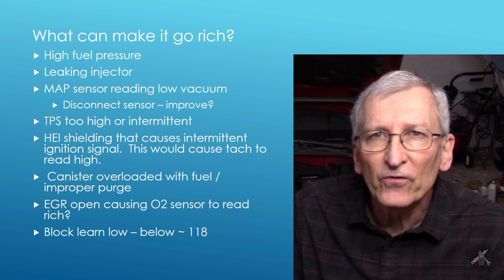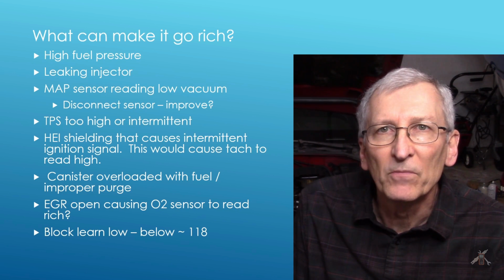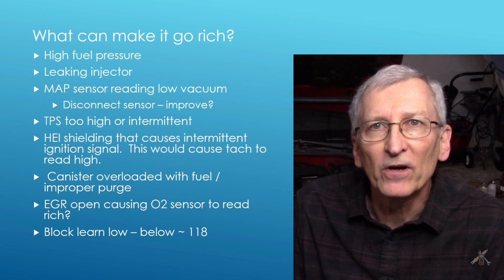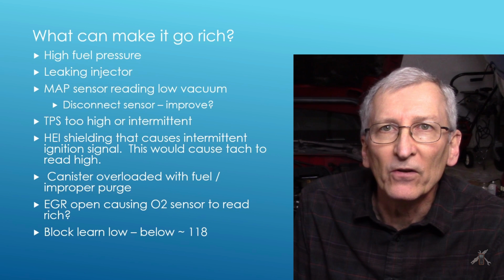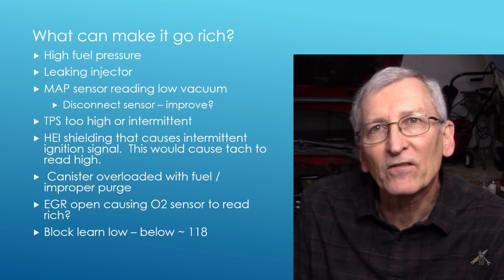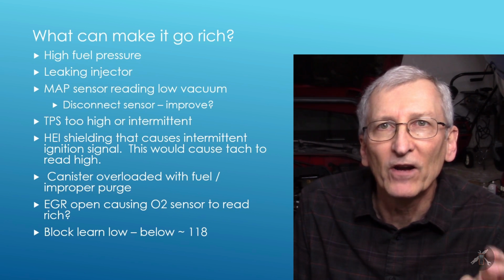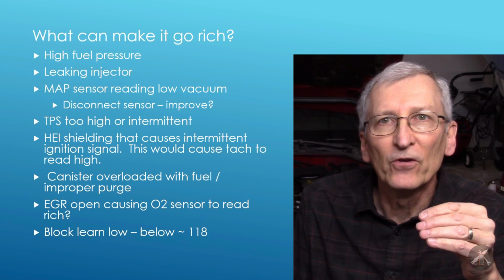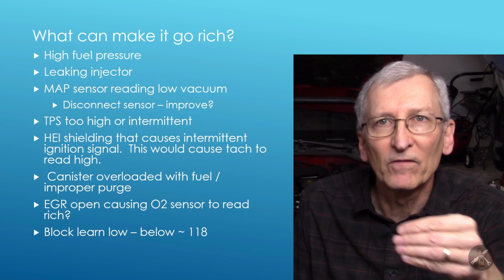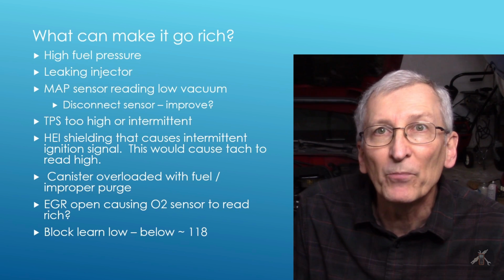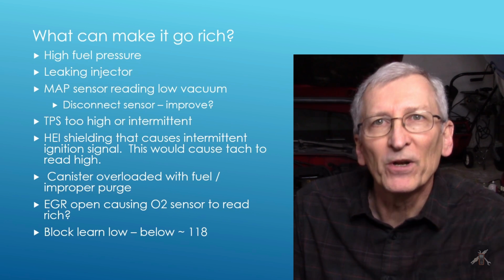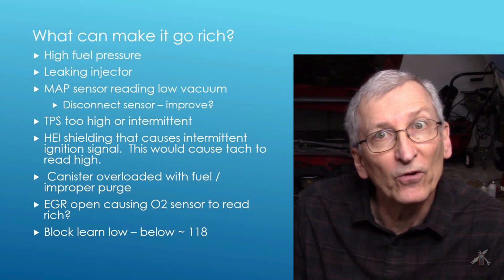Throttle position sensor, too high or intermittent. Now again, the MAP sensor is probably more primary, but the TPS, if it's intermittent, a lot of times will tell you acceleration rate, right? You stomp the throttle, it gives you acceleration fuel. So if your TPS is intermittent, giving you a signal that's jumpy, then the engine's going to think you're jumping on the throttle and it's going to try to add more fuel for you.